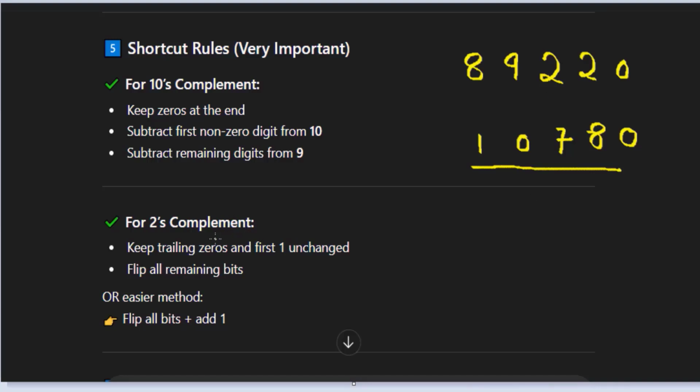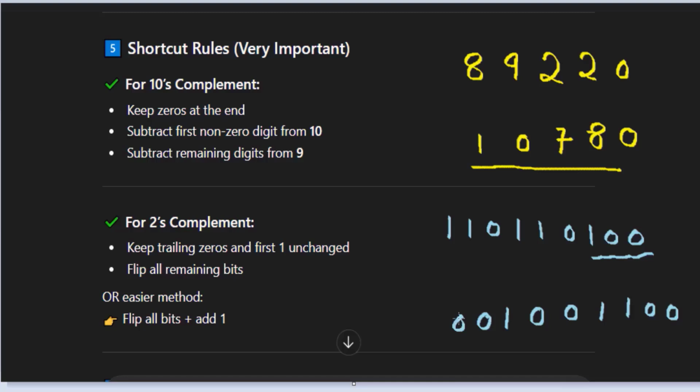Now for 2's complement, we have to keep trailing zeros and the first 1 unchanged. Like we have a number, let it be 1 1 0 1 1 0 1 0 0. What they say is that we have to keep the trailing 0s and first 1 unchanged. So this part will be unchanged, zeros and the first non-zero digit. And then flip all remaining bits. This 0 will become 1, 1 will be 0, then this 1 will be 0, this 0 will become 1, and these ones will be turned into 0 and 0. So this is the 2's complement for this binary number.